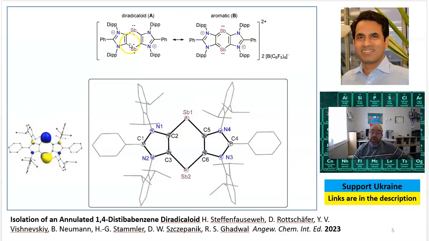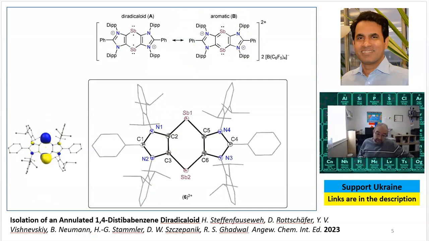Probably even more important than the biradical structure here is the second resonance structure, because this central ring is a benzene type ring, and with such heavy atoms as antimony, those type of structures are considered to be almost impossible. So that's the first of its type.